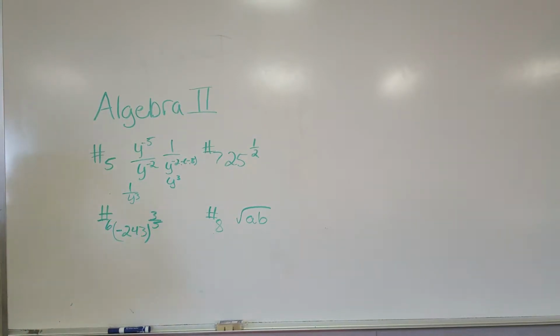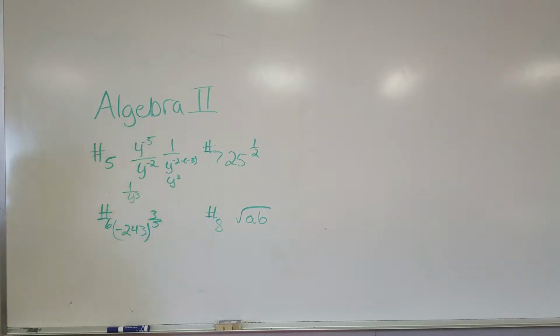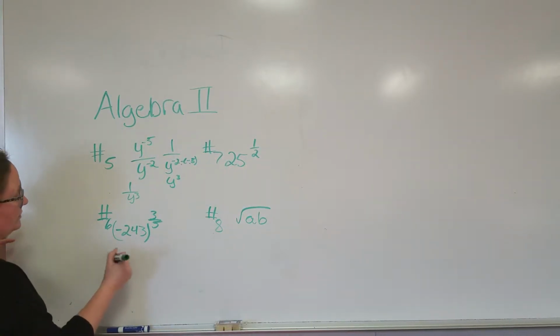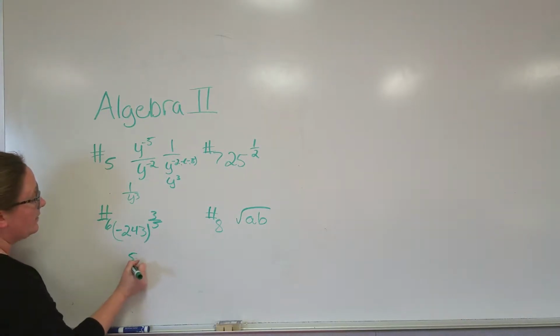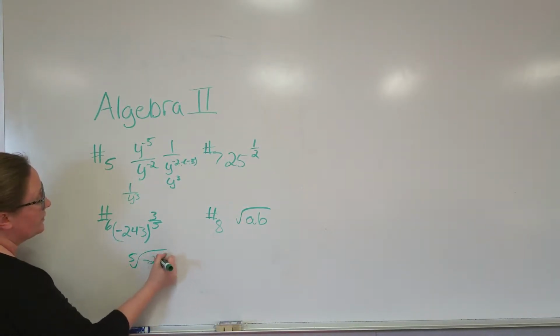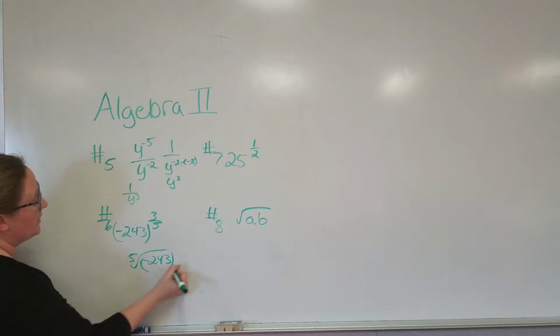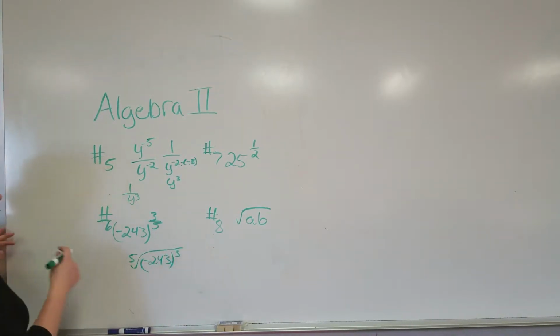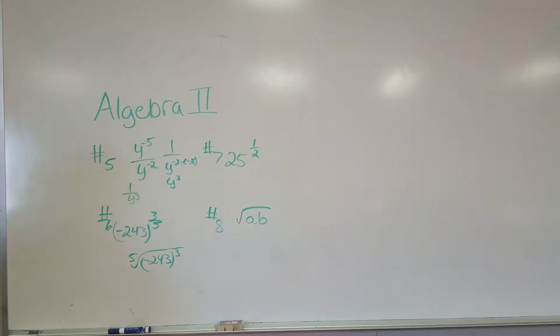All right, number 6, they give us another fractional exponent. Remember, with a fractional exponent, the numerator is the power and the bottom number is the root. So this one's going to say 5th root of negative 243 to the power of 3. You can use your scientific calculator for this. You're going to say negative 243 to the power of 3, and then the root of 5.